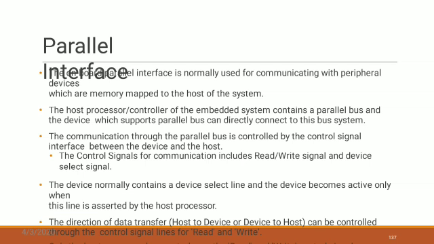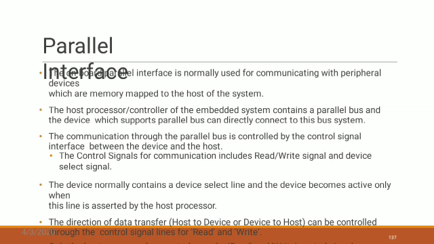The communication through the parallel bus is controlled by control signal interface between the device and the host. The control signals for communication include read and write signals and device select signals. So obviously three control signals are required. Out of the multiple slaves on the host, you have to select which slave you want to communicate with. Then the two more control signals are whether you want to read or write.